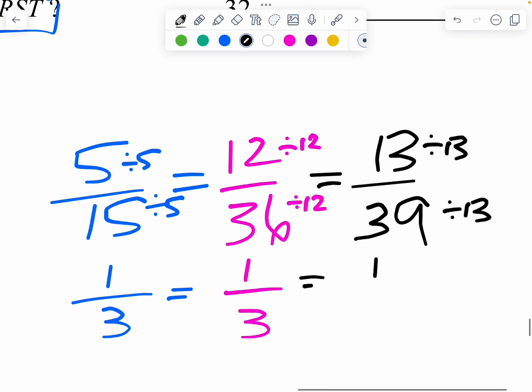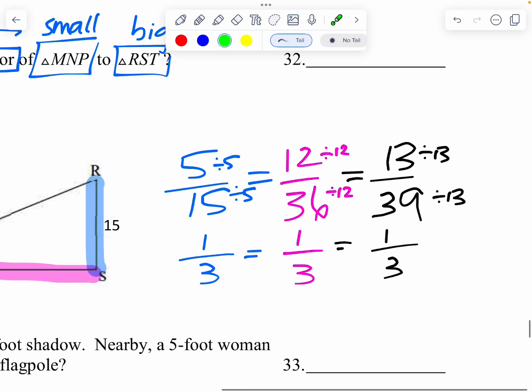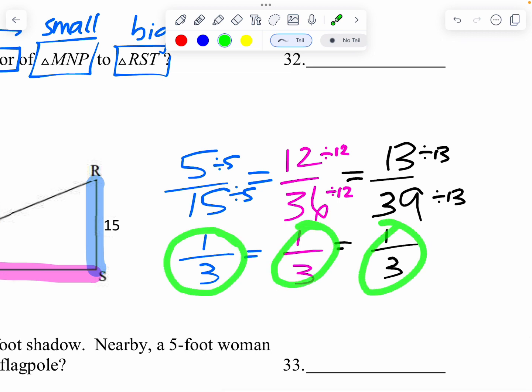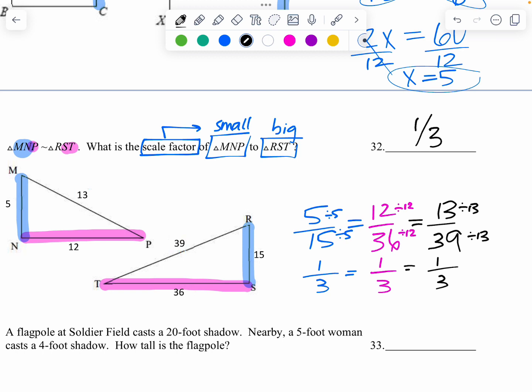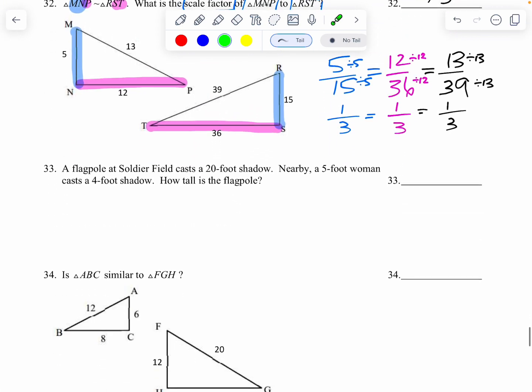And that gives you 1 and 3. So, because all of these are the same, 1/3, 1/3, 1/3, that is the scale factor. That's what it's called. So I'm going to put 1 over 3. The answer would be 3 over 1 if they put the big triangle first, followed by the small one, FYI, but the small one goes first.